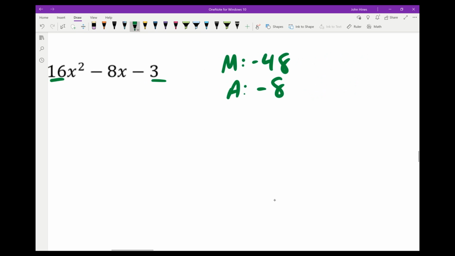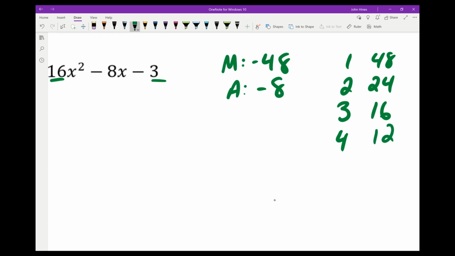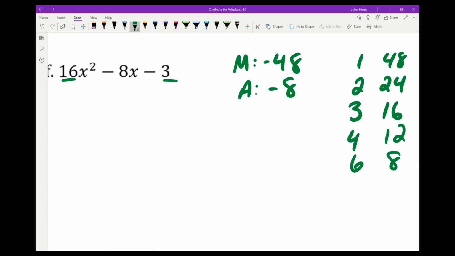All right, factors of 48, here we go. 1 and 48, 2 and 24, 3 and 16? No. I've got my calculator here, I don't know why I'm trying to. Yes, 3 and 16, I know my facts. 4 times 12. 5 doesn't divide in. 6 and 8 does. So which of these combinations get me to negative 8?